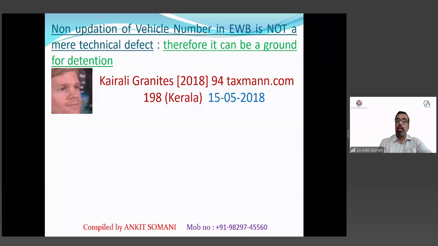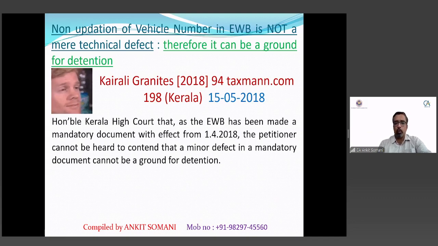Non-updation of vehicle number in the e-way bill is not a mere technical defect, and therefore it can be a ground of detention. This is an adverse order, the Kerala Granites 2018 order, a Kerala High Court judgment. Correct. Initially all the important judgments were of the Kerala High Court, but later on some other important judgments are also there. The Honorable Kerala High Court stated that as the e-way bill has been made a mandatory document with effect from 1st April 2018 itself, the petitioner cannot contend that a minor defect in the mandatory document cannot be a ground for detention.